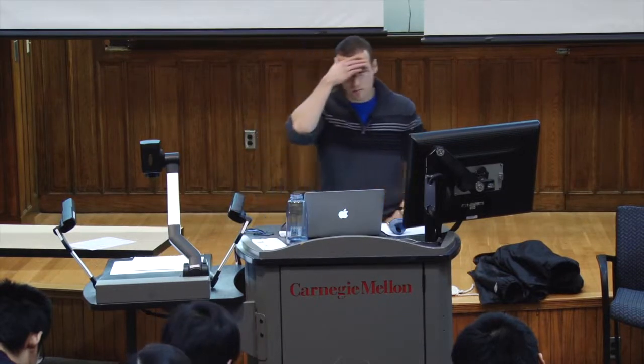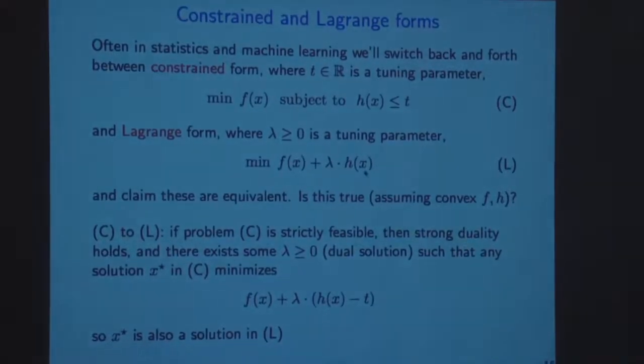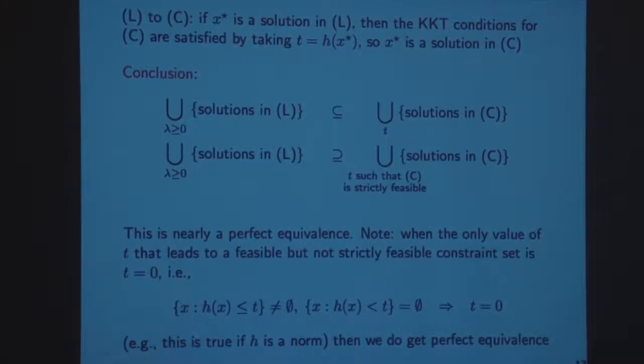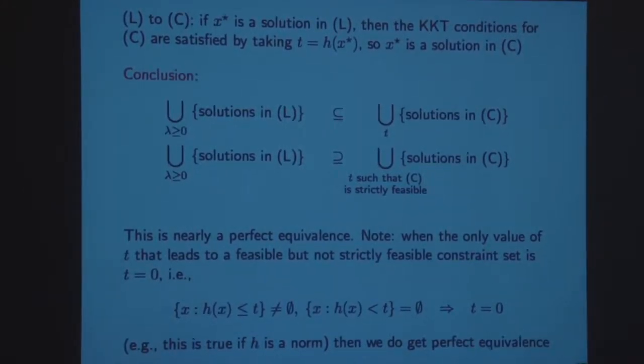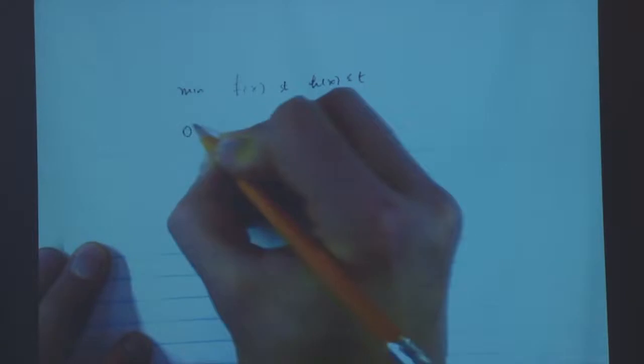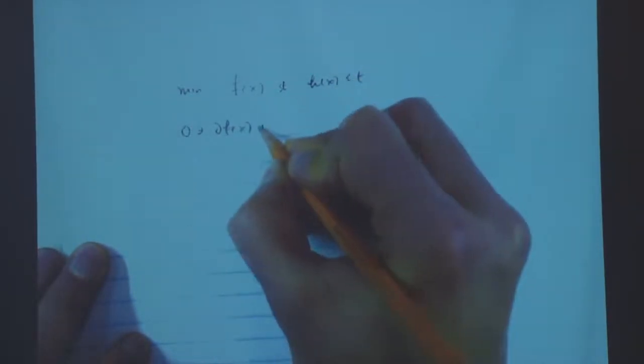Let's go the other way around, from the Lagrange problem to the constrained problem. If x star is a solution in the Lagrange problem, then let's look at the KKT conditions for the constrained problem. The constrained problem looked like this, subject to h of x less than or equal to t. What are its KKT conditions? 0 is in the subgradient of f of x plus lambda times a subgradient of h of x. I'm not putting down the minus t there because that goes away when I take the subgradient.